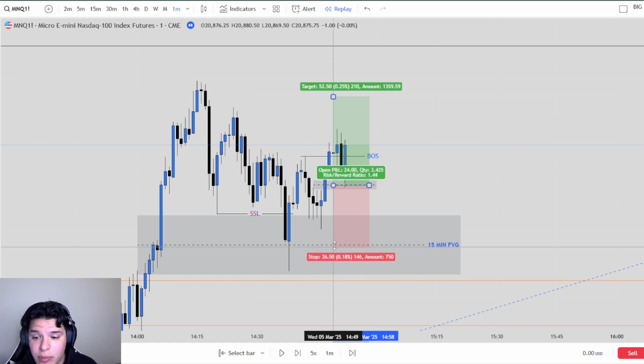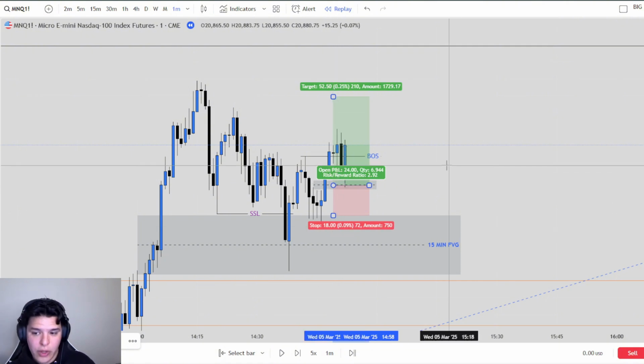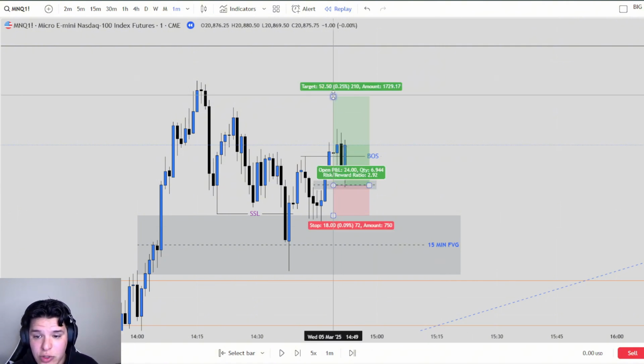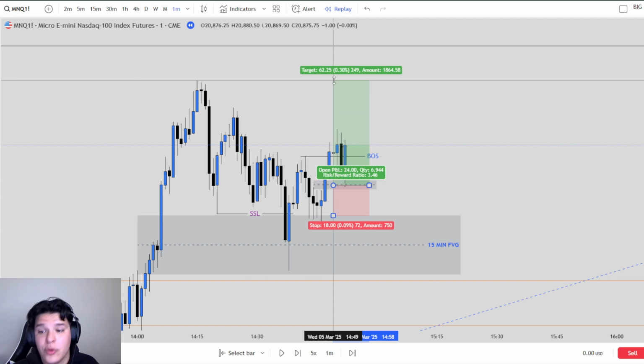You would place your stop right at the top of that 15-minute fair value gap, essentially at the bottom, giving it some breathing room way below that fair value gap where you're taking your entry. And you could simply target these highs here, low hanging fruit for 2.57 risk reward. You could target these highs right here for 3.46.